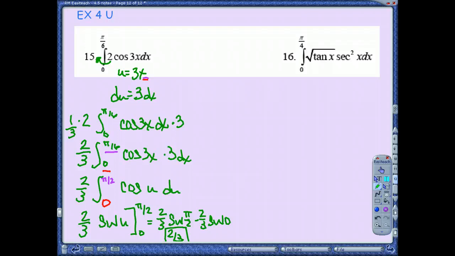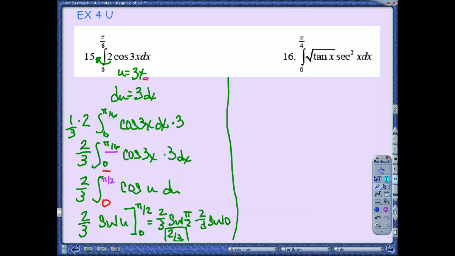Okay. Now 16. 16 is a nice problem, if I have to say so myself, because I made them up. When I'm looking at that, wow, that's just crazy town. We have tangent of x, we have secant squared, we've got all kinds of things. We need to substitute somebody out because the square root of tangent and secant squared, I can't do both.